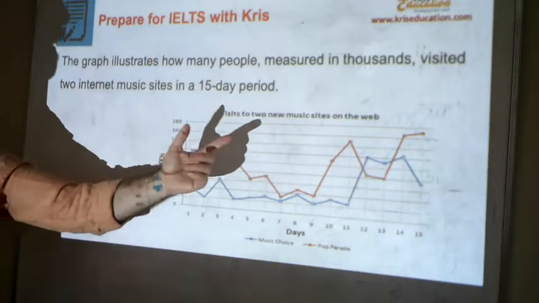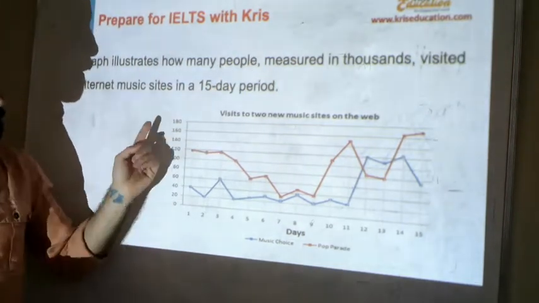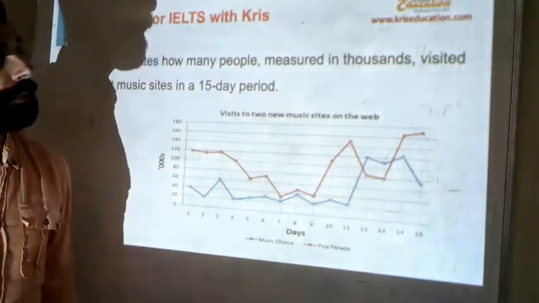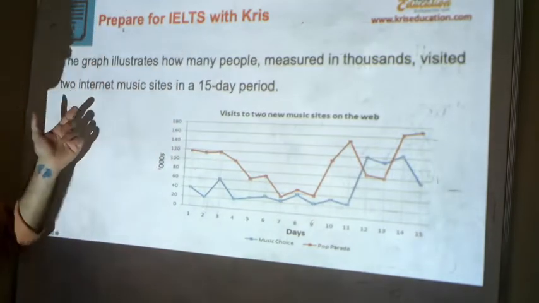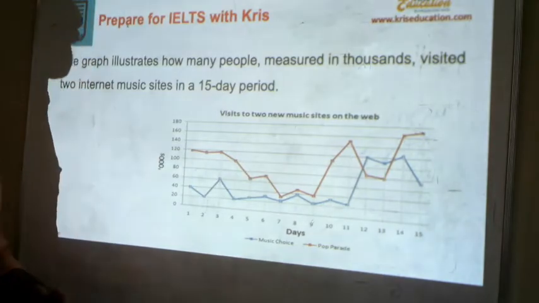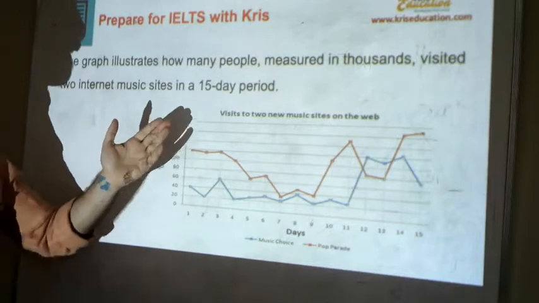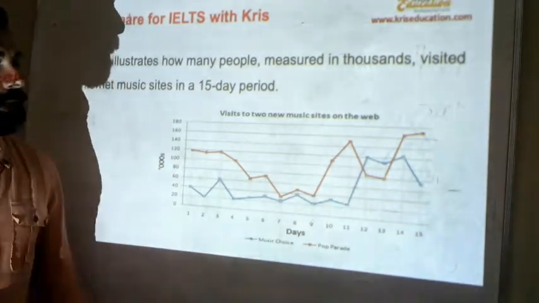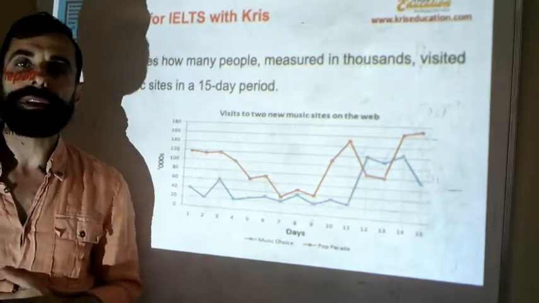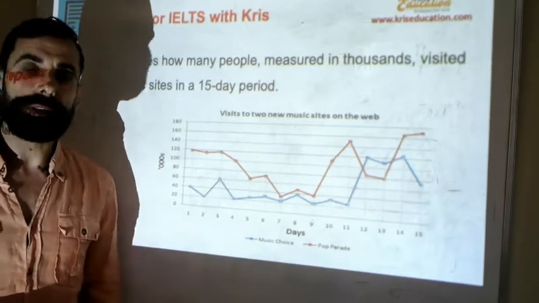So the graph illustrates how many people, these visitors are people. Unit of measurement is measured in thousands. Pay attention to the use of S. Thousands needs to be in plural. What did these people do? Visited 2 internet music sites. So mention the fact that there are 2 lines. Where? Obviously it's online. If you say internet, it's online. And when? During a 15-day period. So this was a model to write the first sentence of the introduction. There are other models to write the overview, the second sentence of the introduction.